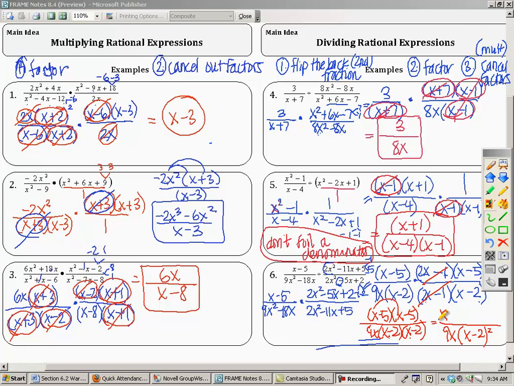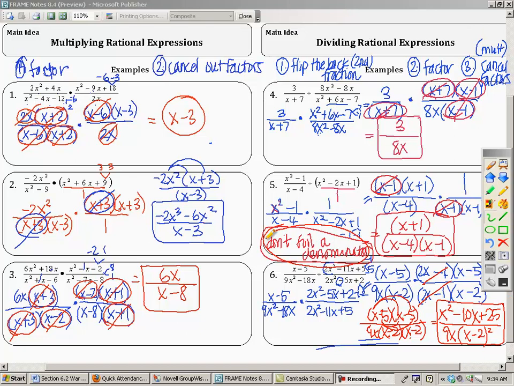So x times x is x squared. Negative 5x and a negative 5x is negative 10x. And then negative 5 times negative 5 is a positive 25. And so as we look at that, that's going to be our final answer. Okay? Again, biggest thing, don't FOIL a denominator, but you definitely want to FOIL a numerator.